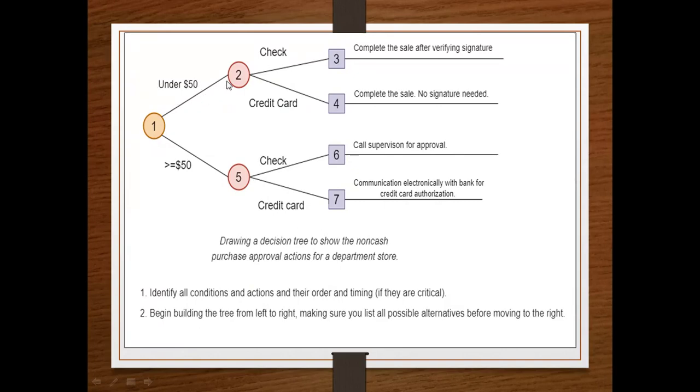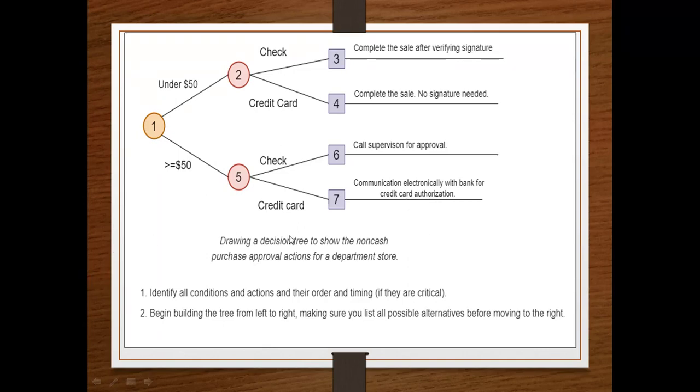If it is under 50, does the customer give me a check or a credit card? Two things. If it is a check, complete the sale after verifying the signature. Very simple, I have written it here. Third step: if it is a credit card, complete the sale with no signature needed. Now if my sale is greater than $50, then I may call the supervisor for approval, or I will communicate electronically with the bank for credit card authorization.